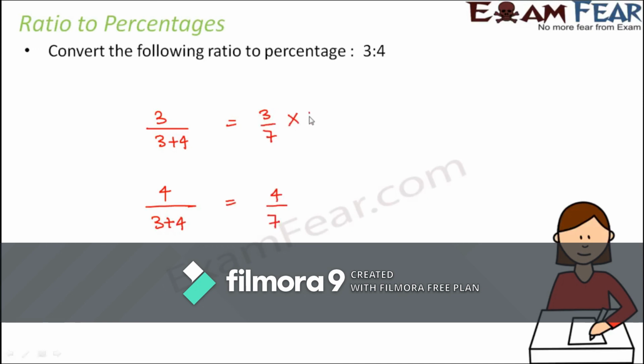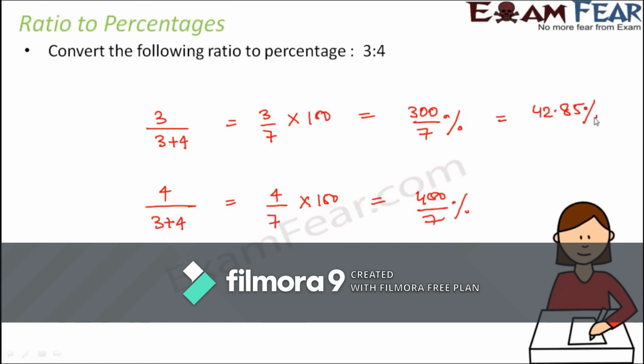And then what do we do? We multiply this by 100. So this becomes 300 by 7%, and this becomes 400 by 7%. So 300 by 7 would be 42.85% and 400 by 7 would be 57.14%. So in this fashion, we have converted the ratio into percentage.